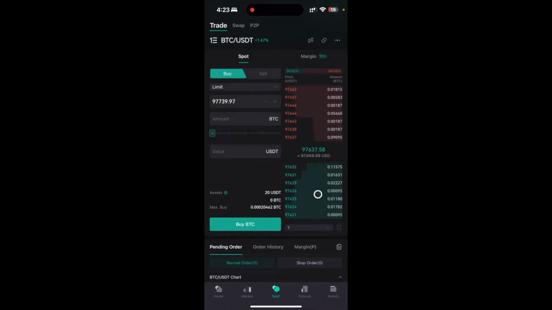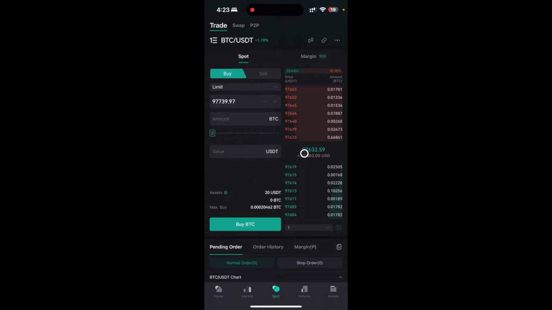And of course right here you've got the order book, and these people in red, or these numbers in red, are people that are willing to sell their Bitcoin, right? And these people in green, or these numbers in green, are people that are willing to buy BTC. All right, so this thing is called an order book.